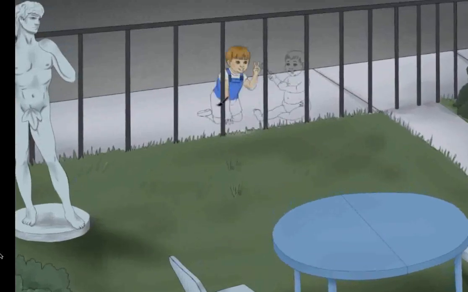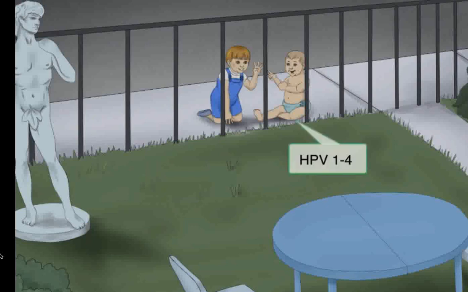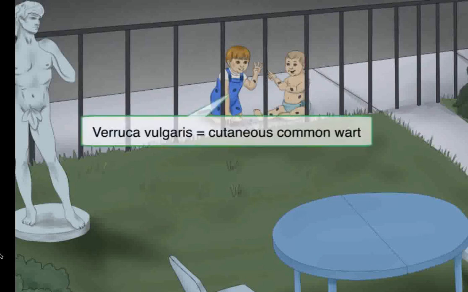We've got these young children and they're 1 and 4 years old. As you can see, they're telling each other how old they are. So this part of the scene is going to be dealing with HPV strains 1 through 4. Notice they have these pill bugs all over them. These pill bugs represent the skin lesions of Verruca vulgaris, which is just a fancy word for the cutaneous common wart. So children typically get these types of warts on their hands and feet, but mainly we just want you to know that these aren't the genital wart strains.